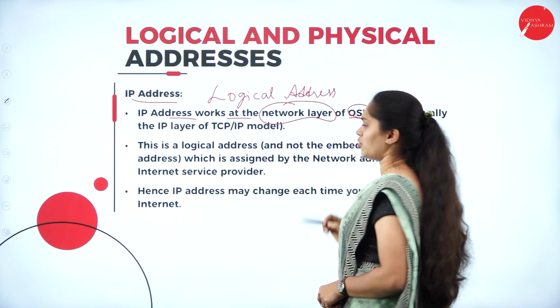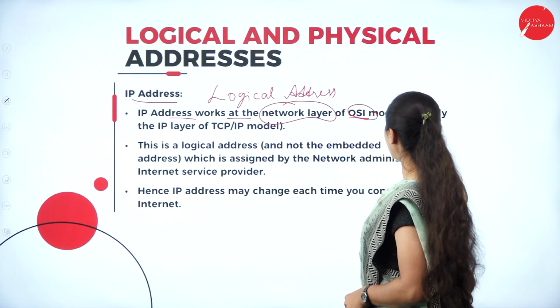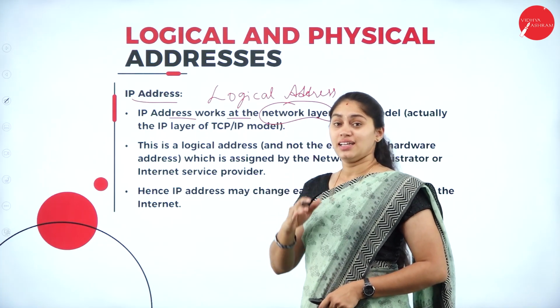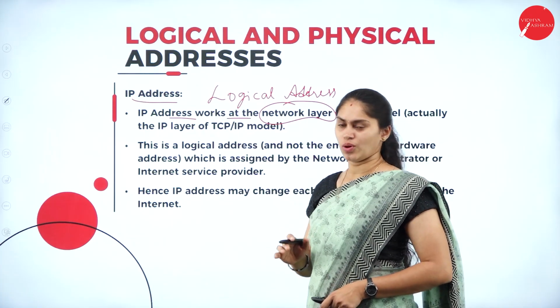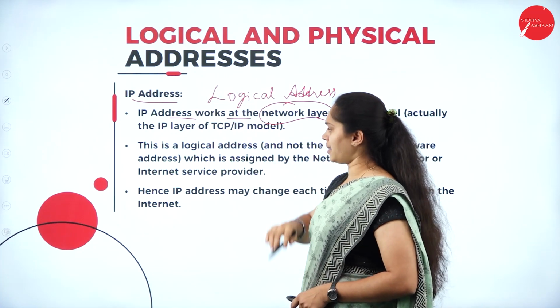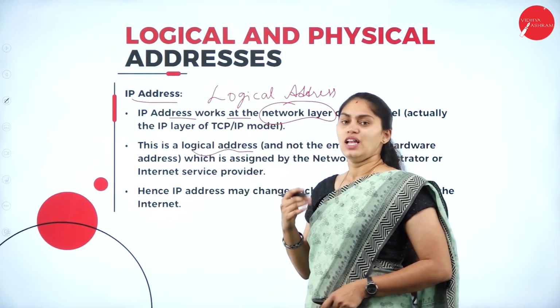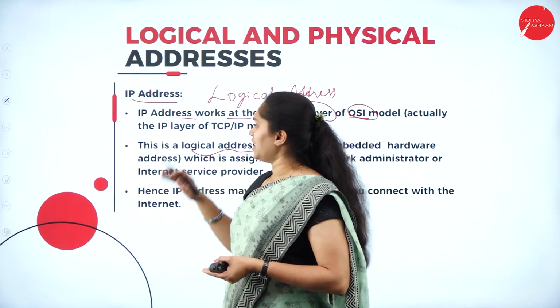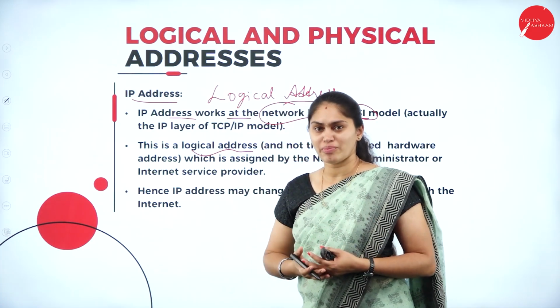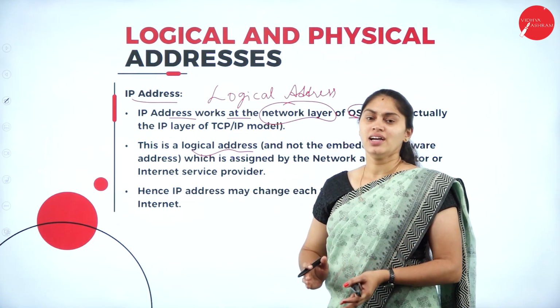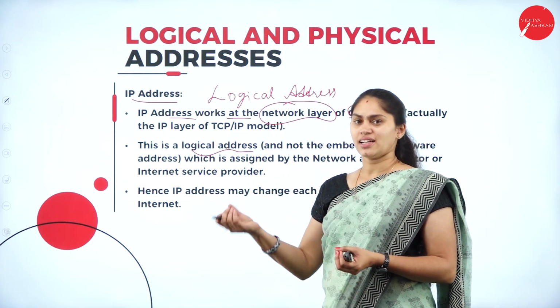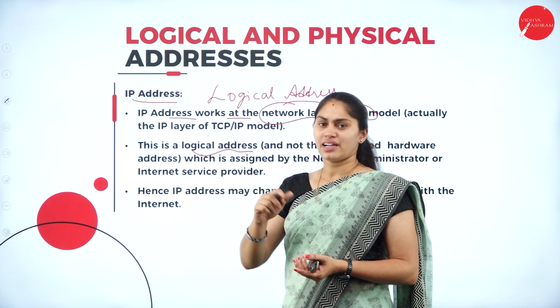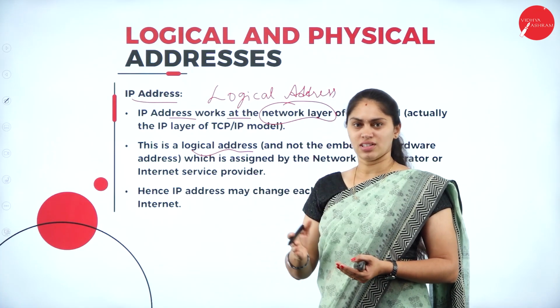In the OSI model, we have a network layer, and in that network layer the IP address works. That is the Internet Protocol address. We call this a logical address because it is not embedded in a hardware component. If you take the MAC address, at the time of manufacturing a computer or any electronic gadget, they insert the MAC address, which is unique from one device to another.